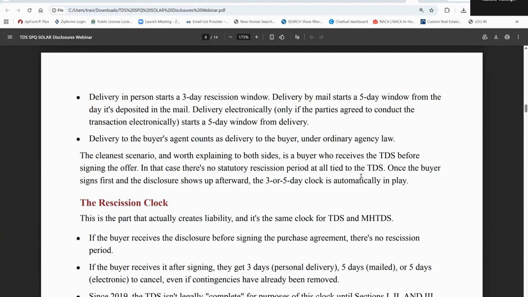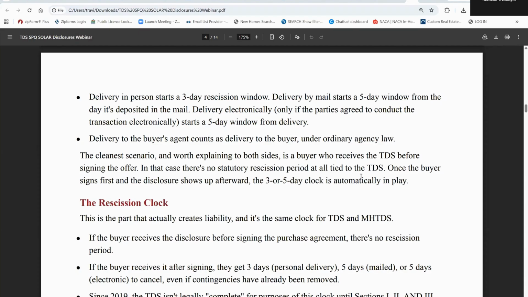Delivery to the buyer's agent counts as delivery to the buyer under ordinary agency law. The caveat is it needs to go to the email address stated on page 16 of the RPA, where the agents fill out their information and that email is placed there. That is the designated email address. So if you send it to that email address, it's deemed delivered. You send it to any other email address, it could be disputed.